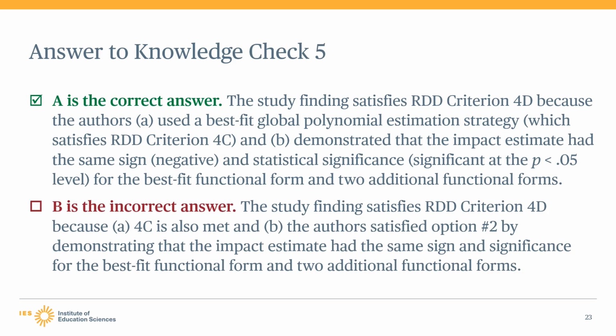Based on the information provided, RDD criterion 4D is satisfied because the authors used a best fit global polynomial estimation strategy, and the authors demonstrate that the impact estimate has the same sign and statistical significance for the best fit functional form, as well as 2 additional functional forms. Thus, this study would satisfy criterion D of the functional form and bandwidth standard.